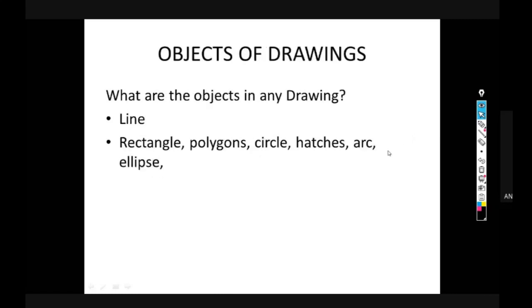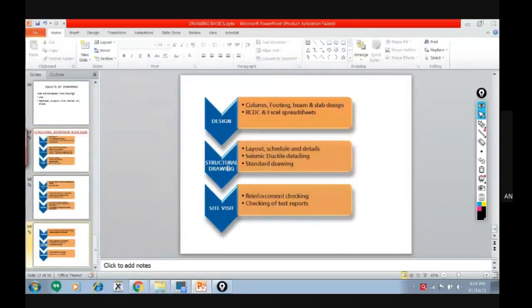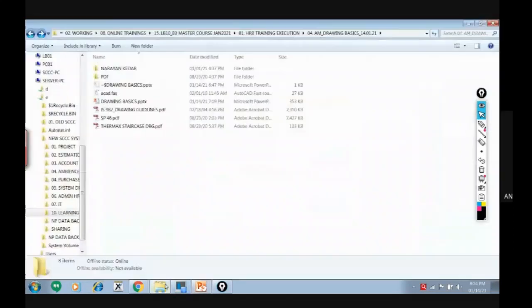Then definitely, what are the objects in a drawing? You are learning lines, rectangles, polygons, circles, hatches, and so on. That is going on in your AutoCAD training program. Now, just before the structural department flow, I don't want to go here. Yes, let's see.